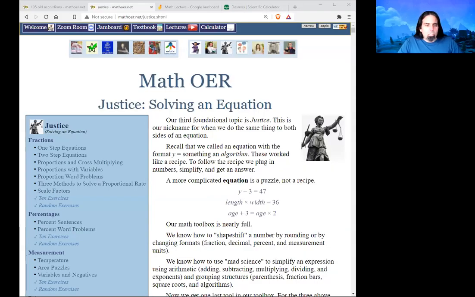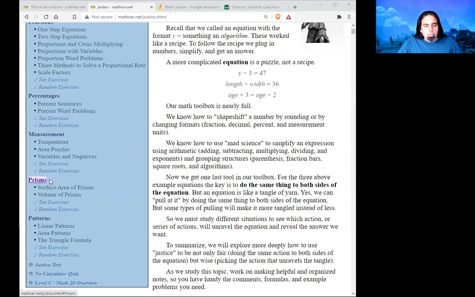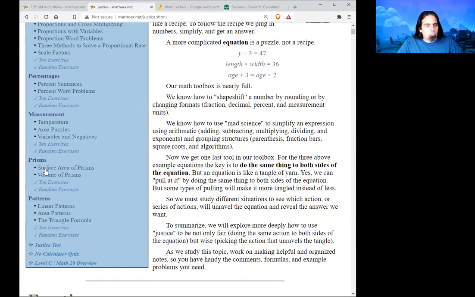I've done a little bit of rearranging. I had put the prism stuff in Mad Science, but it really isn't just smashing things together. That whole idea of making a plan and writing out it's this shape plus this shape plus this shape plus this shape, and then changing the plan into formulas and then the formulas into numbers, that's more like equation type thinking. So I just moved that stuff to Justice, where we're dealing with equations, but that's just an arrangement thing.